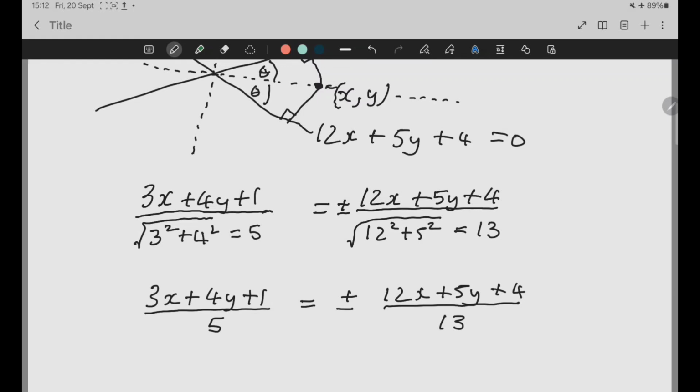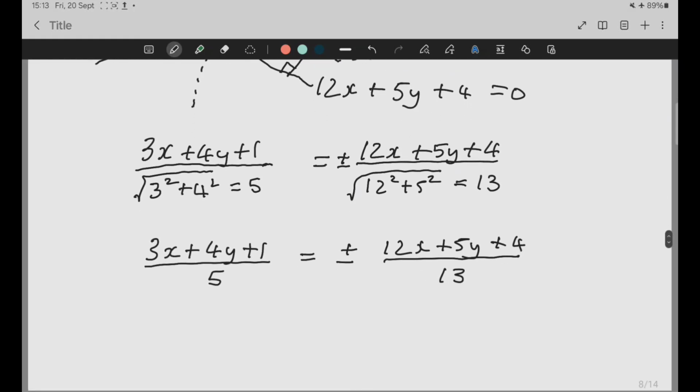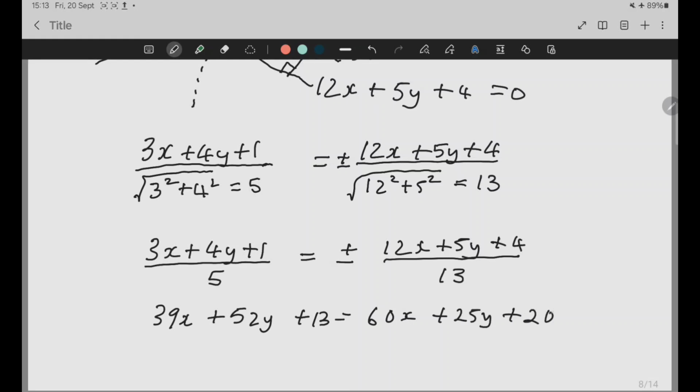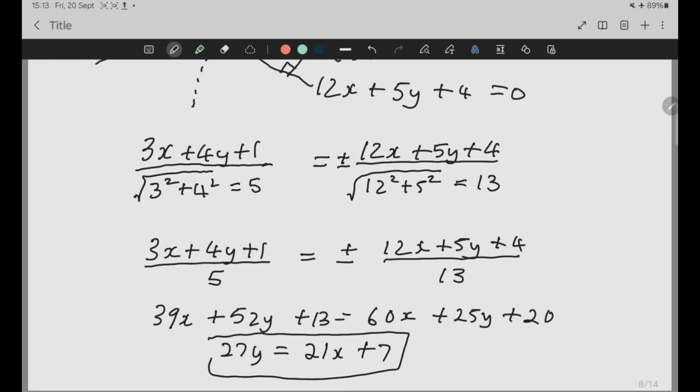So if we take the plus sign on the right, what we're going to end up with is 39x plus 52y plus 13 equals 60x plus 25y plus 20, which simplifies to 27y equals 21x plus 7. You've got one equation there.